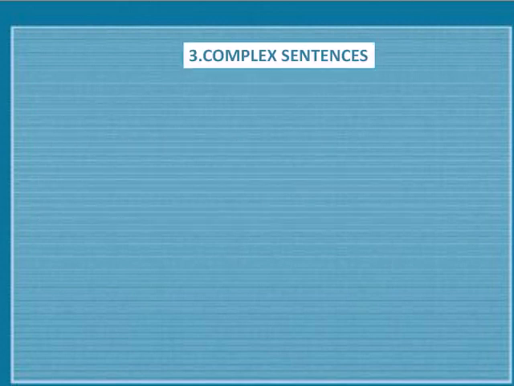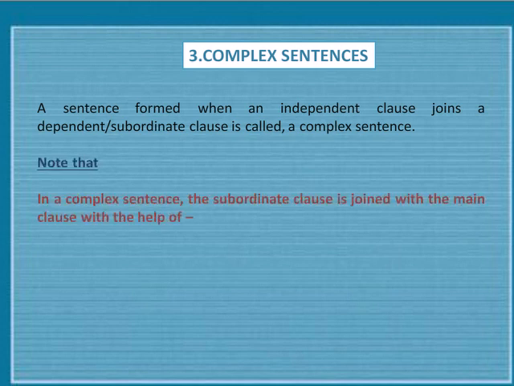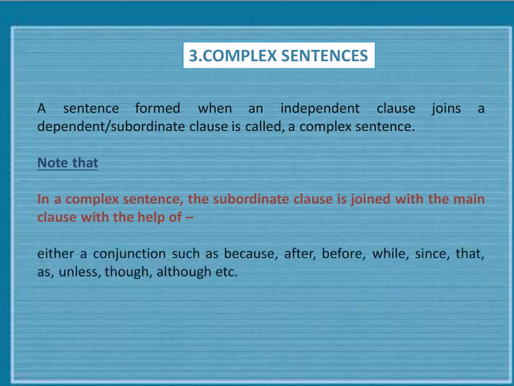Complex sentences: a sentence formed when an independent clause joins a dependent or subordinate clause is called a complex sentence. Note that in a complex sentence, the subordinate clause is joined with the main clause with the help of either a conjunction such as because, after, before, while, since, that, as, unless, though, although, etc., or relative pronouns such as who, which, what, etc.